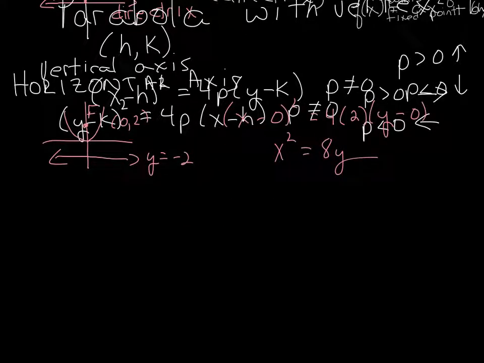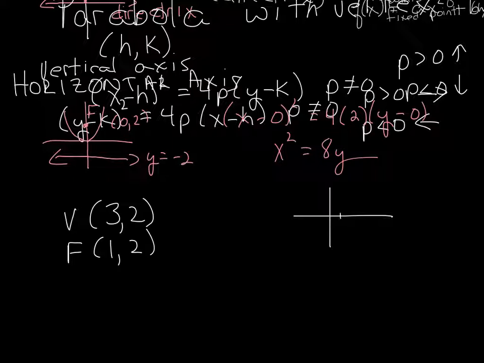I want to find the standard form of the equation of the parabola with vertex (3, 2) and focus (1, 2). The first thing I've got to do is figure out whether this is a vertical axis or a horizontal axis. The easiest way is to sketch your points. If the vertex is (3, 2) and the focus is (1, 2), then we have a horizontal axis.